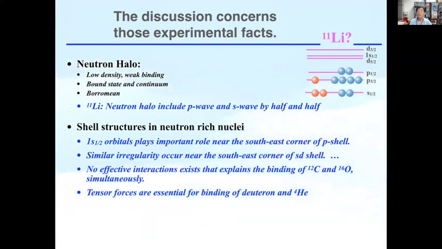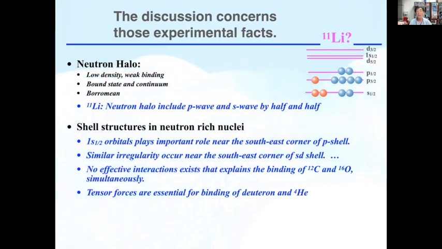And another long-standing question, and I don't think any effective theory can solve this, is that effective interactions that explain the carbon-12 ground state and the carbon-16 ground state simultaneously don't exist. I mean, no one knows yet. And I don't think any real ab initio calculation like Green's function Monte Carlo has reached there yet. We cannot answer this question yet.